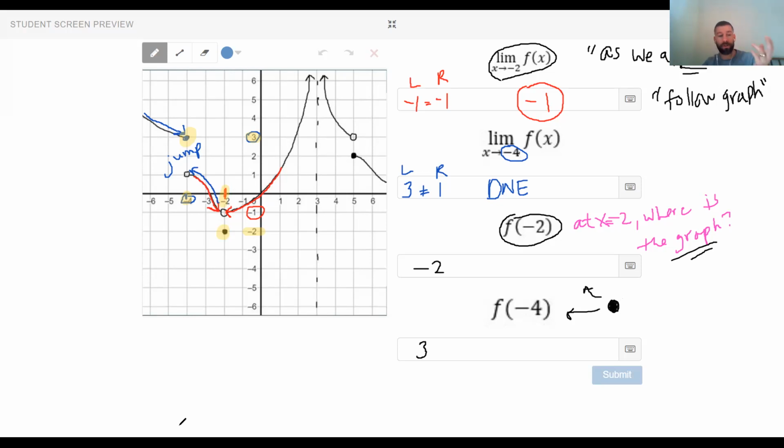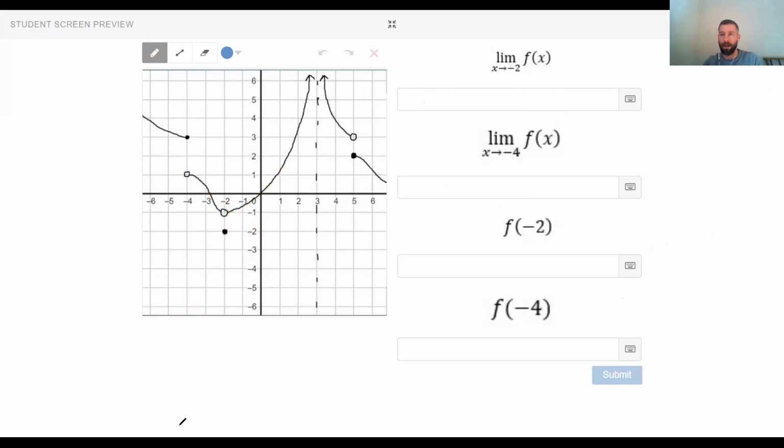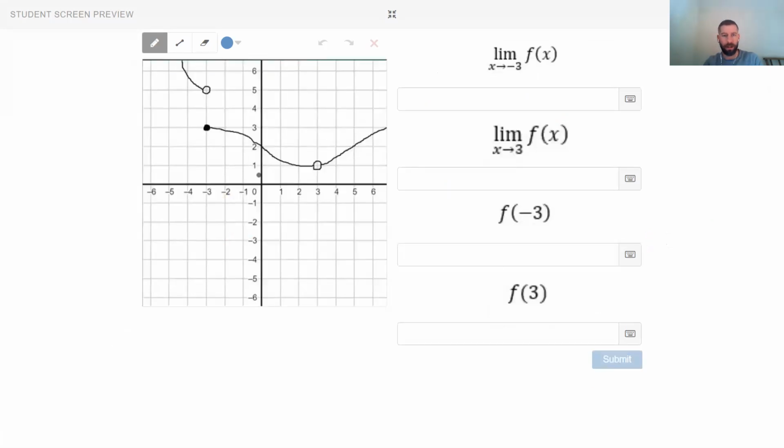So you would have question number 2 on your own. I'm going to clear this, and you can actually look at question number 2. It's pretty similar, and it just asks you 4 questions about these graphs over here based on limits and evaluating.